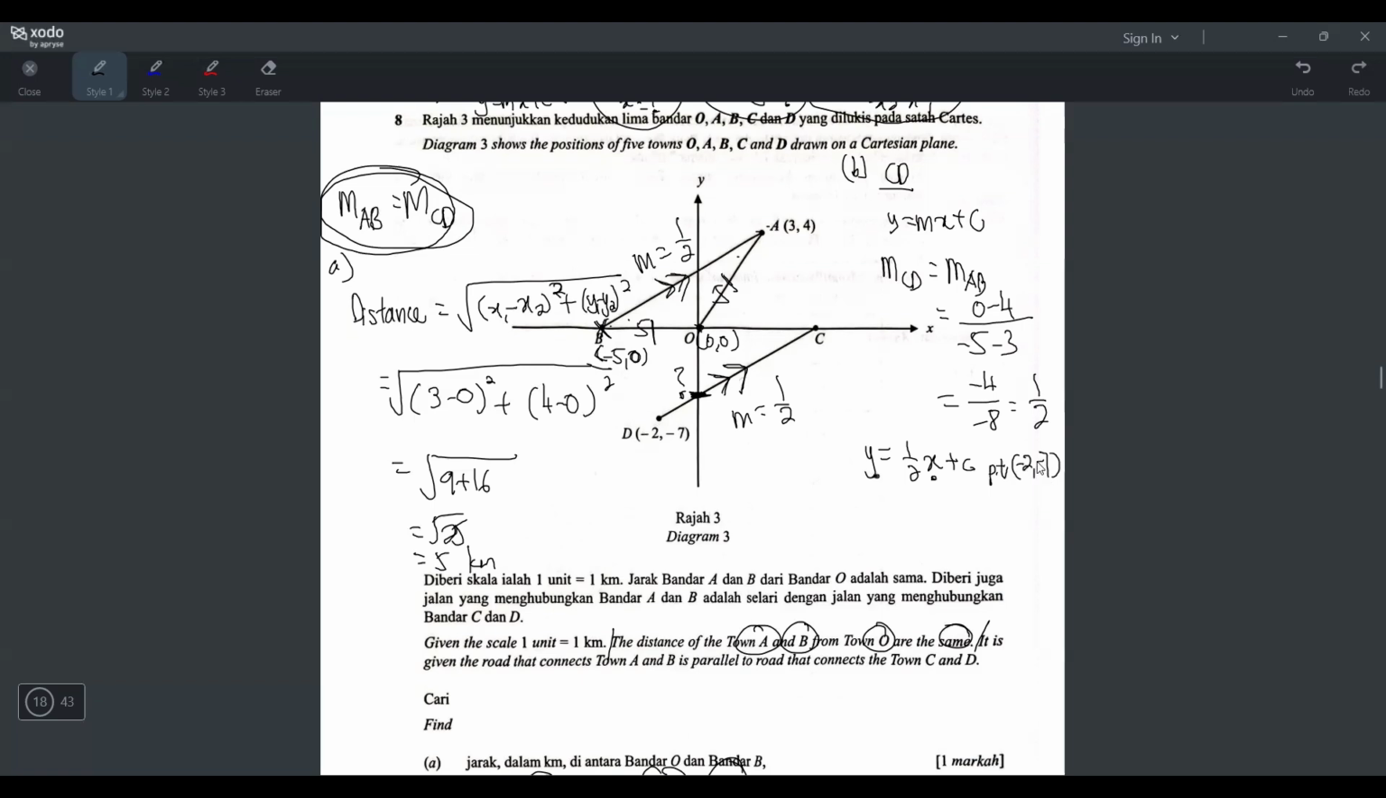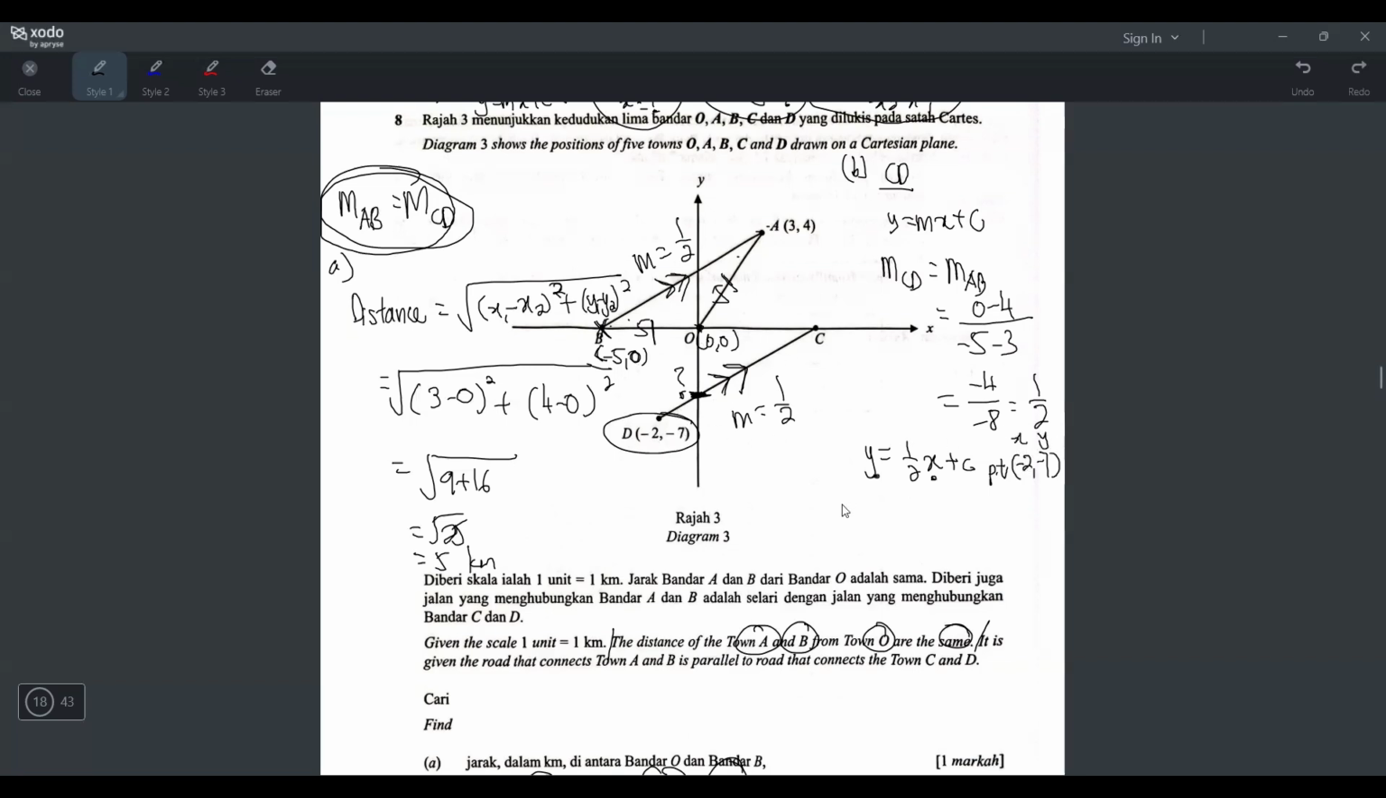Why can we do it this way? Why can we use the substitution method? Because this point passes through this line. But if it doesn't pass through, we can't use this method. We can only substitute into the equation when the point passes through. If you use the other point, it won't work, because it doesn't pass through CD. So you have to use a point that passes through. So this is how you do it.